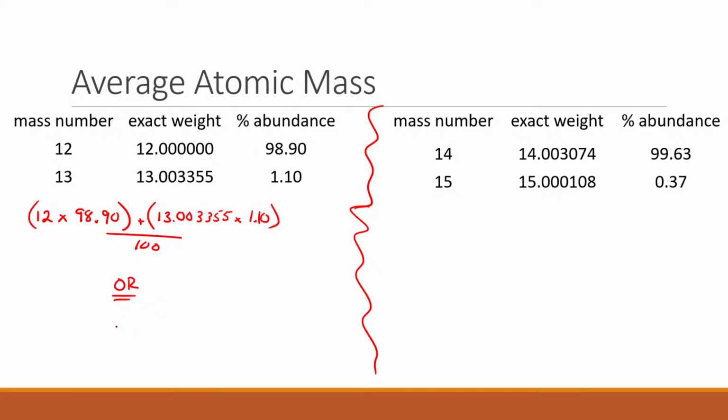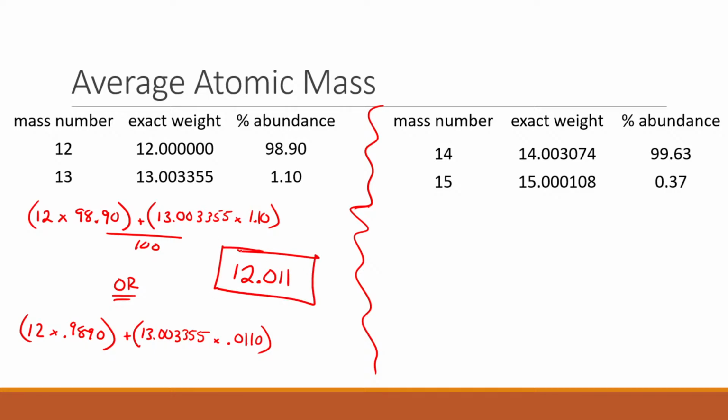or equally viable is saying 12 times 0.9890 plus 13.003355 times 0.0110. So either you're taking the percentages exactly as given and dividing by 100, or you're moving the decimal 2 places and plugging those values into your equation. Either way, no matter which one you choose to use, your answer comes out to be the same number, 12.011.